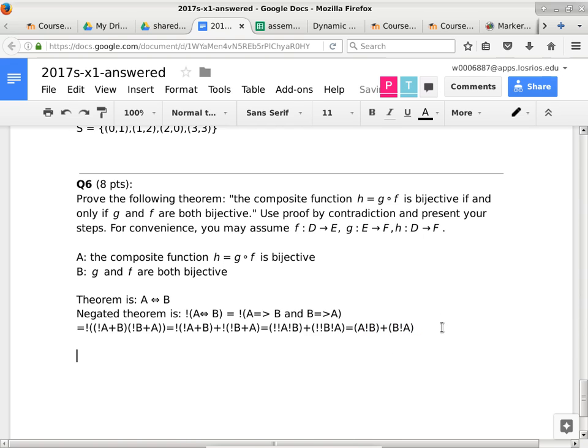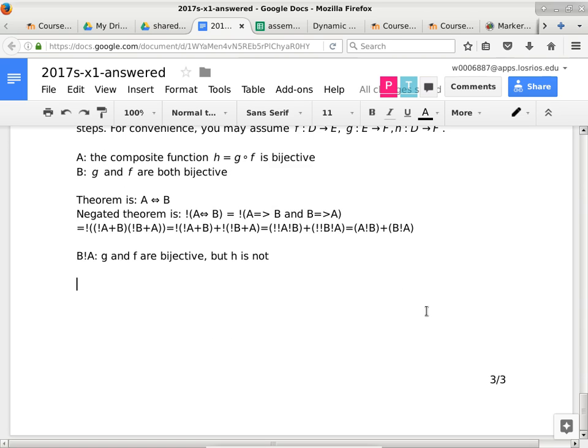So how do we prove that? We want to prove B implies A. B implies A is basically saying G and F are bijective, but H is not. Okay. So how do we prove that? See, that line is really useful. I remember when to scroll up now. Okay, so how do we do this? How do we show that we have the component functions being bijective, but the composite is not bijective? What is that really saying? How can H be not bijective?